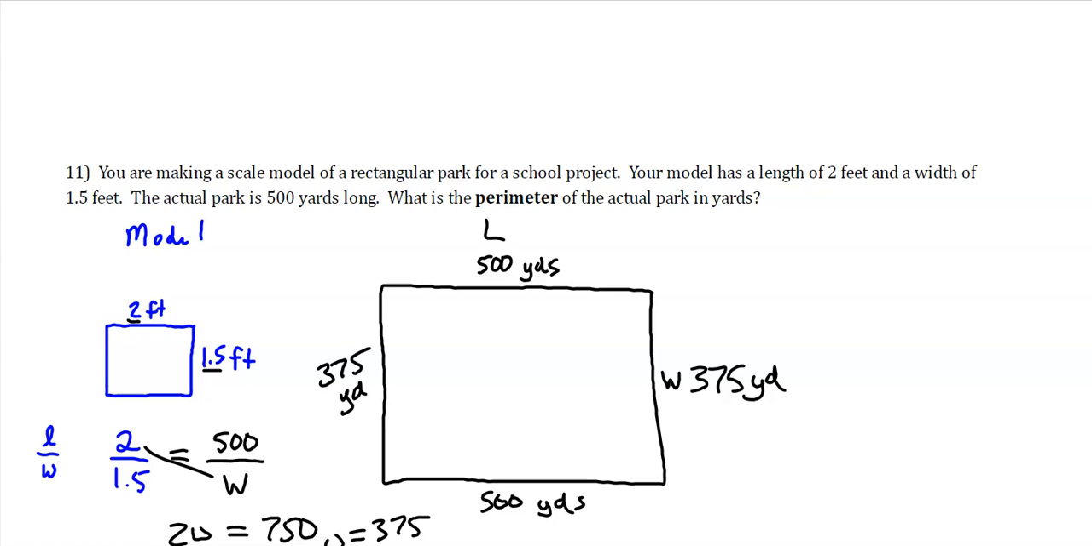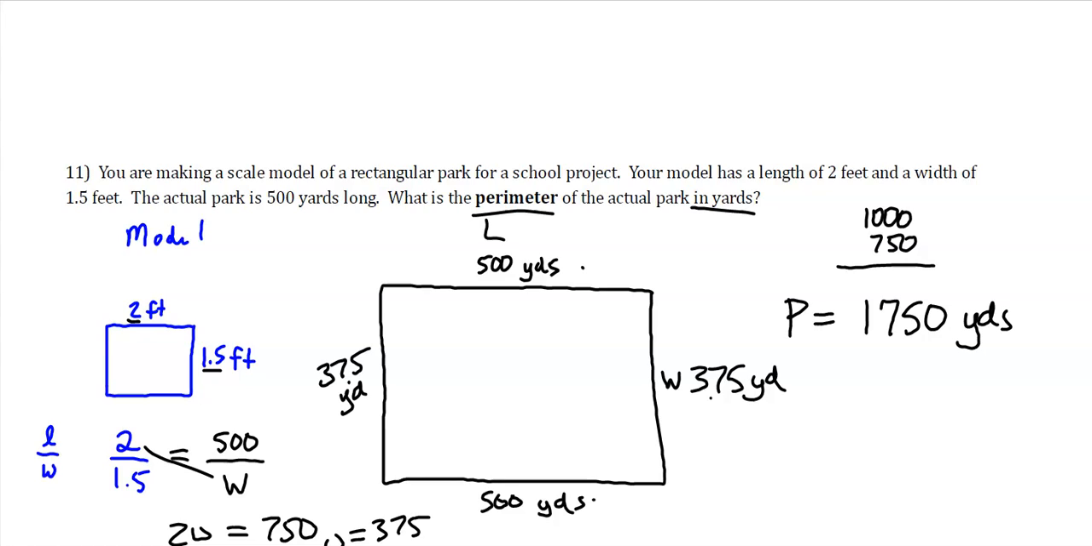And since we want the perimeter in yards, let's just add them up. So 500 and 500 gives me 1,000. And 375 and 375 is 750. So that gives us a grand total of 1,750 yards is the perimeter for number 11.